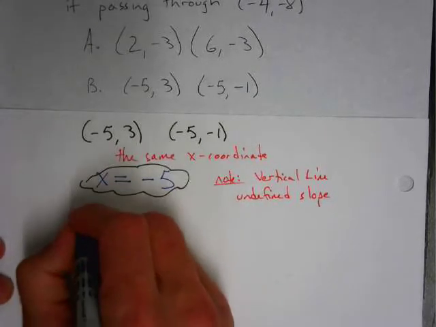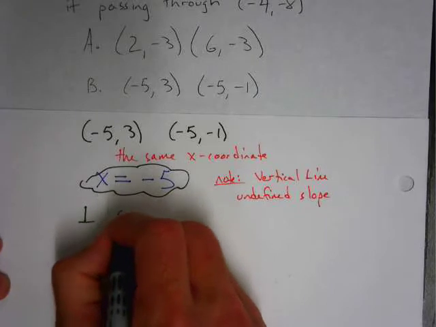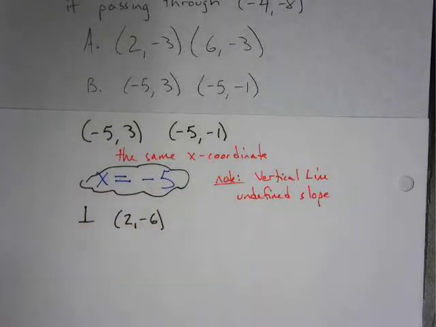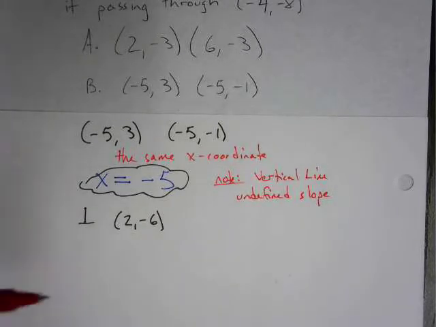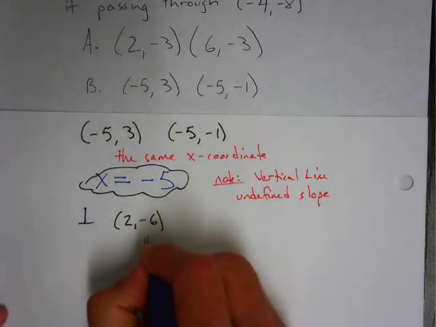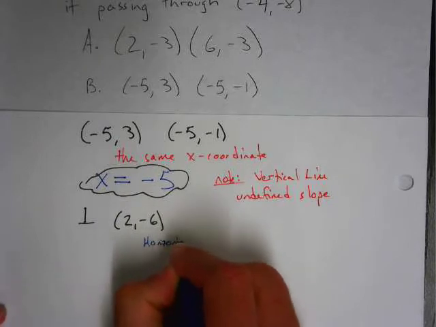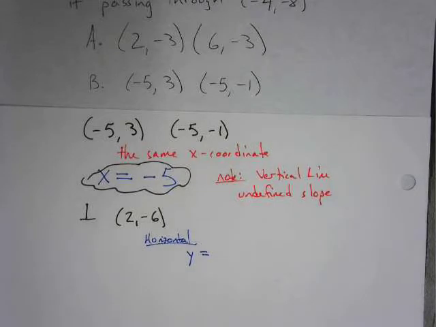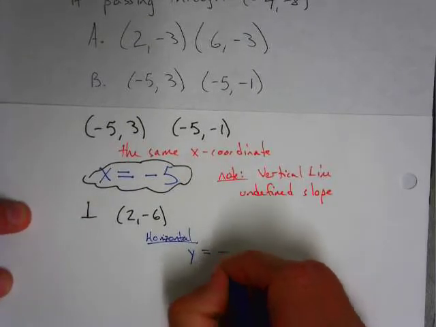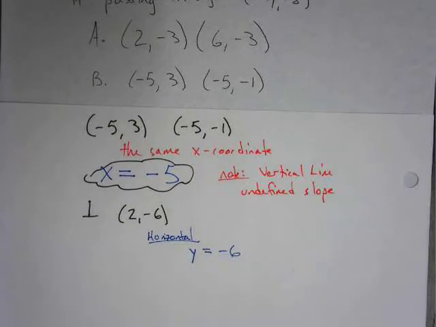Okay, so question number 2 then, well, what's perpendicular to it, passing through 2, -6? So perpendicular to vertical is horizontal. So we know this is going to be a horizontal line. And as we know, horizontal lines have the equation y equals, and in this ordered pair, y equals -6. So a line perpendicular to the original equation is a horizontal line, y equals -6. Okay, so we have all that.